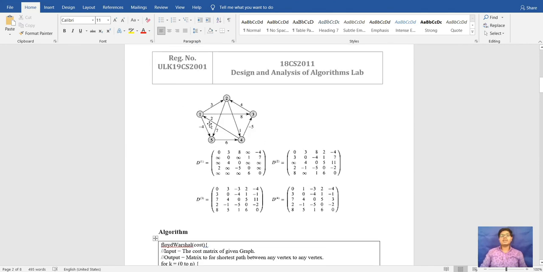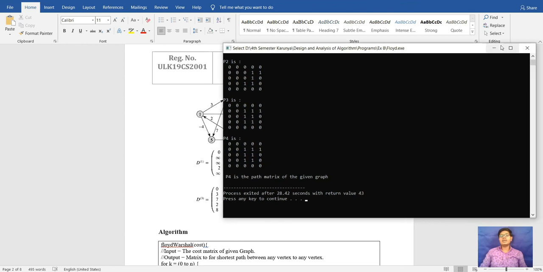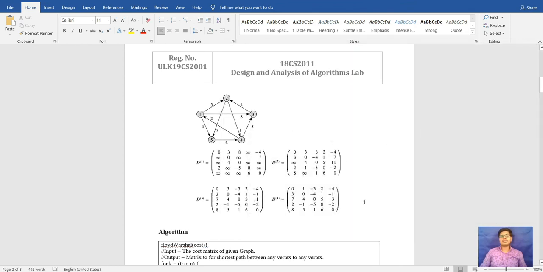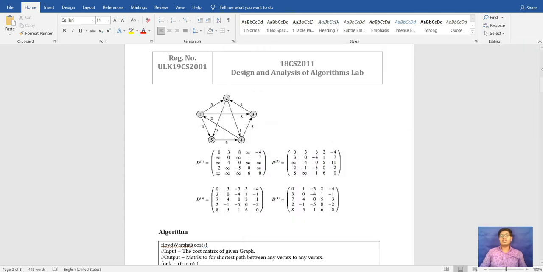As we saw here, the infinity, it will check here and it will take the shortest path and print. So like this it will take, and it will print the final output of that graph. So this was experiment number 8.